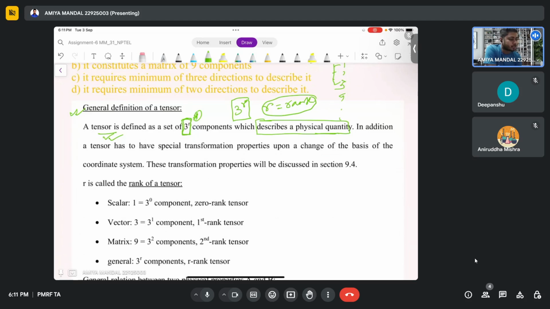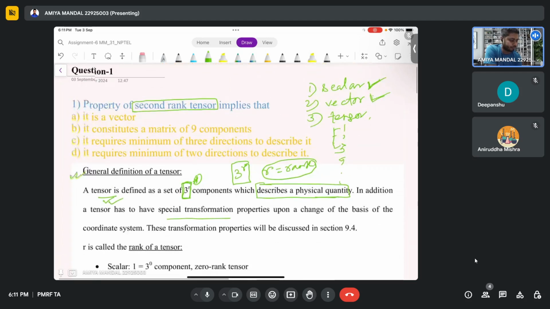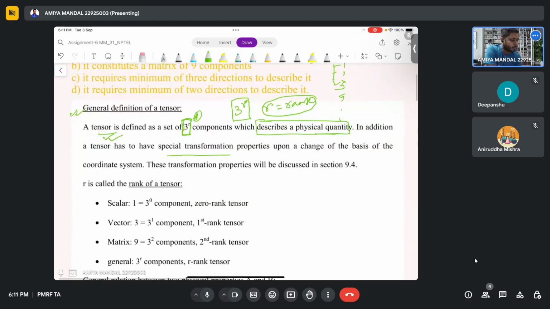In addition, a tensor has to have a special transformation property also. Everything you have learned in the lecture section, I am just recapping. So it has a special transformation property upon a change of the basis of the coordinate system, for example if the basis of the coordinate system is changed from x, y, z to x dash, y dash, z dash. This is for the Cartesian coordinate system.